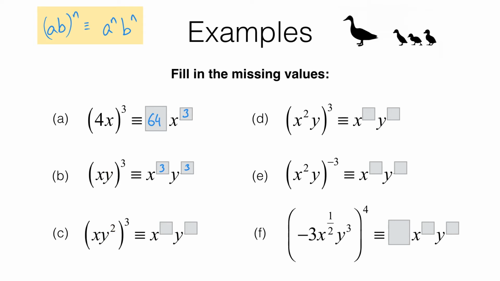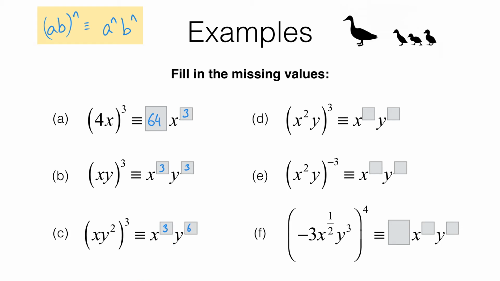But the principle is still the same. We are cubing both parts of this product. We need to cube the x and we need to cube the y squared. So x cubed is just x cubed, and y squared cubed is y to the power of 6. We know we can raise a power to a power by multiplying those indices together. So 2 times 3 gives us the 6.